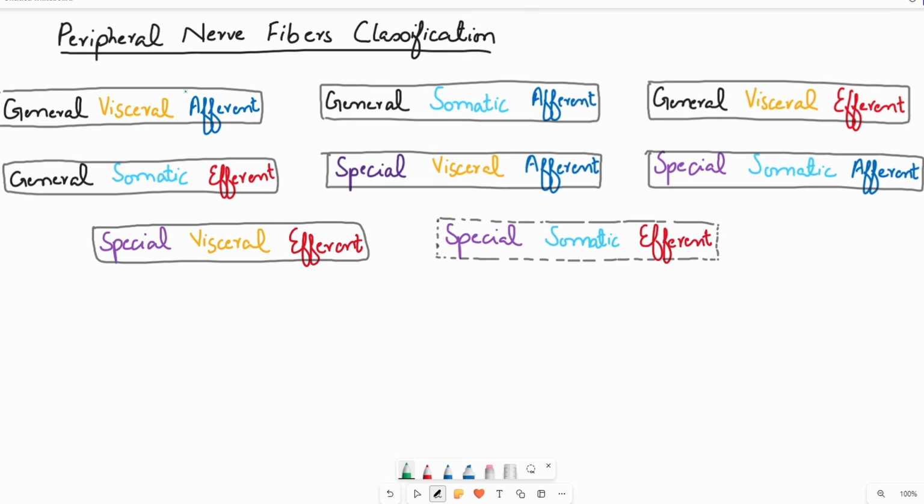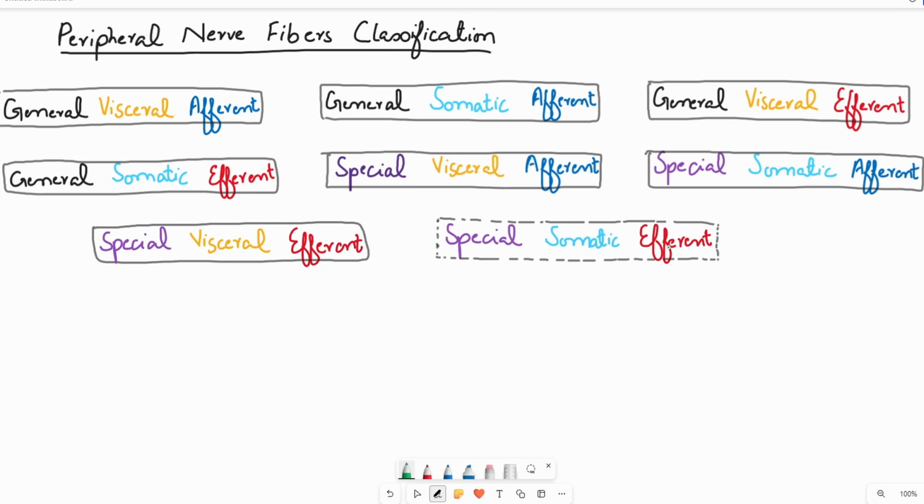General visceral afferent, general somatic afferent, general visceral efferent, general somatic efferent, special visceral afferent, special somatic afferent, special visceral efferent, and special somatic efferent. What are these confusing terms?